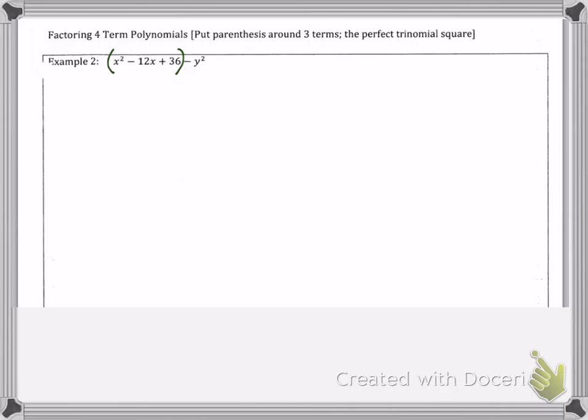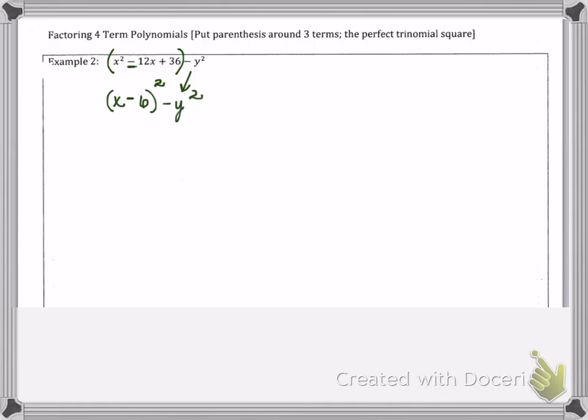So just kind of ignore the minus y squared for now, and let's check to see if the first 3 terms are a perfect square trinomial. Can we take the square root of x squared? Yes, we can. It's x. Can we take the square root of 36? Yes, we can. It's 6. This is a minus situation, so we should have minus, and this should be squared. Now we're just going to drop down the minus y squared. We didn't use that yet.